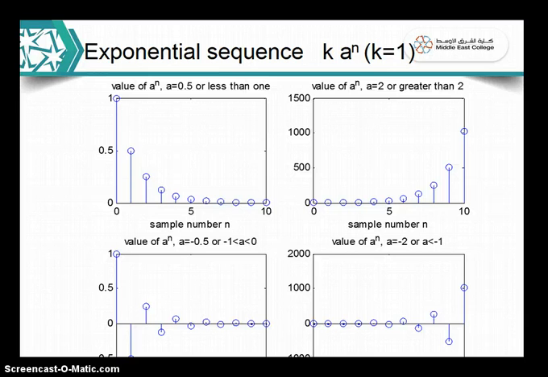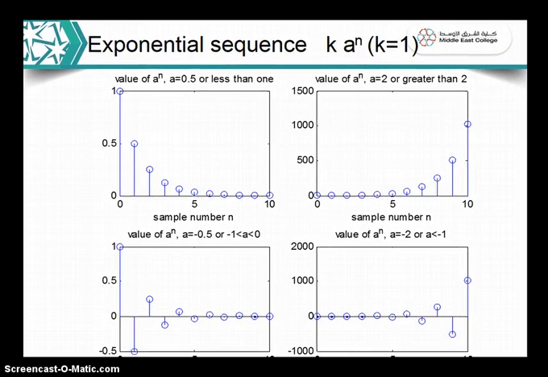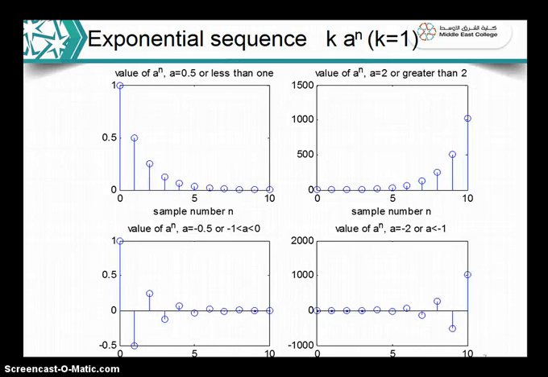This is an example of the exponential sequence. For each value of a and each value of n, it has been plotted. It is just an example for you to understand the sample and the amplitude, and how it varies with respect to a power n for different values of a.